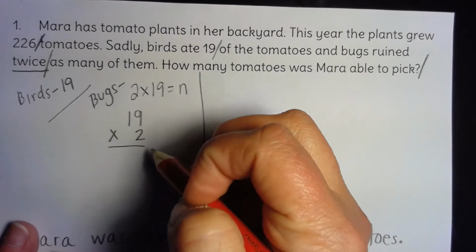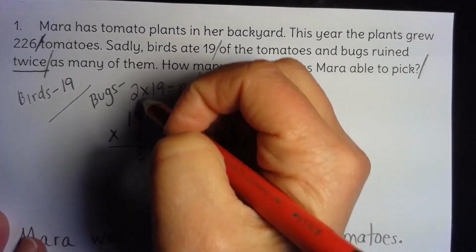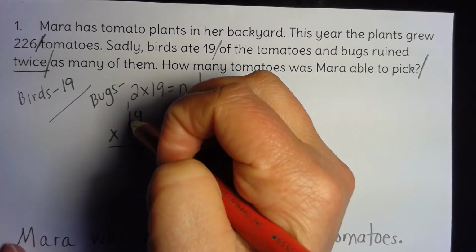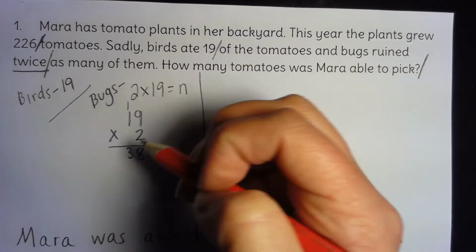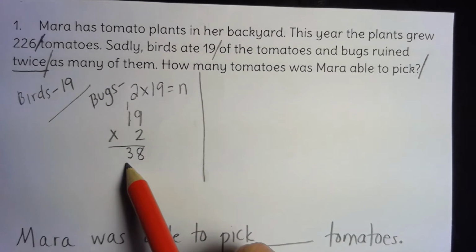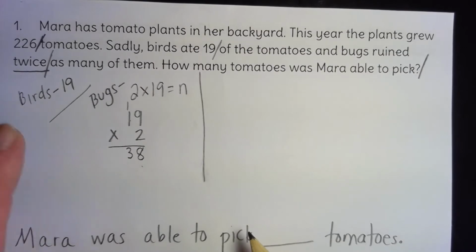2 times 9 is 18. Put down the 8, carry the 1, 10. 2 times 1 is 2, plus the 1 I carried is 3. So now we know that the bugs ruined 38. Okay, so now we know birds ate 19, bugs ruined 38.